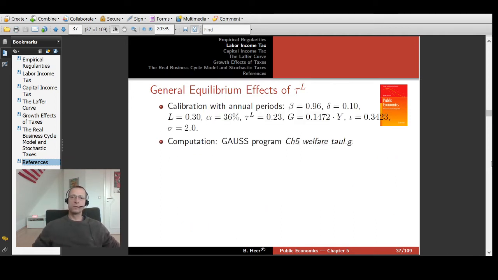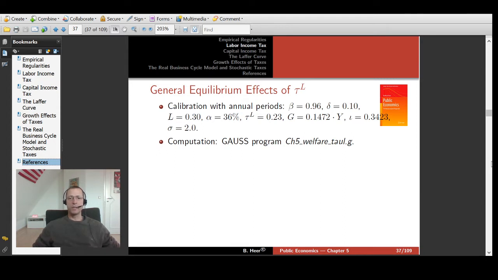We took a value of beta equal to 0.96, which implies a real interest rate after depreciation equal to 4%, which is approximately the average value over the last 50 years. Depreciation rate delta is set equal to 10%. Labor supply is calibrated in the steady state equal to 30% in the initial steady state, with tau L, the labor income tax rate, equal to 23%.